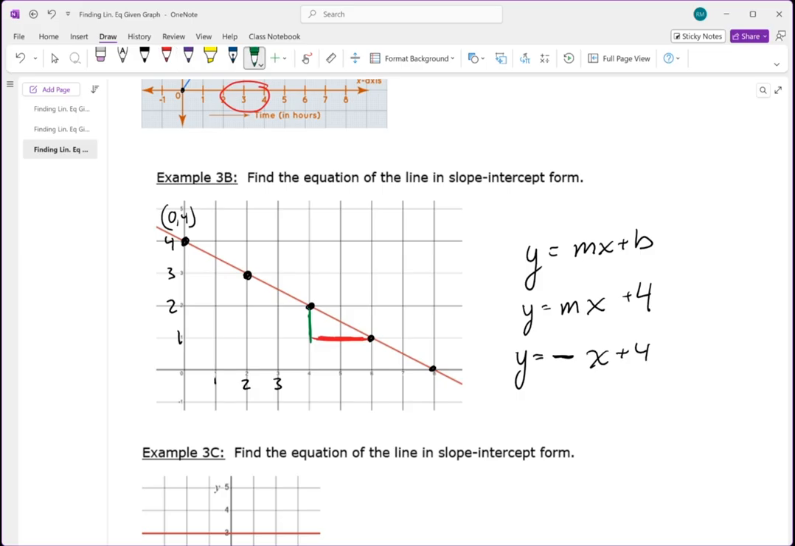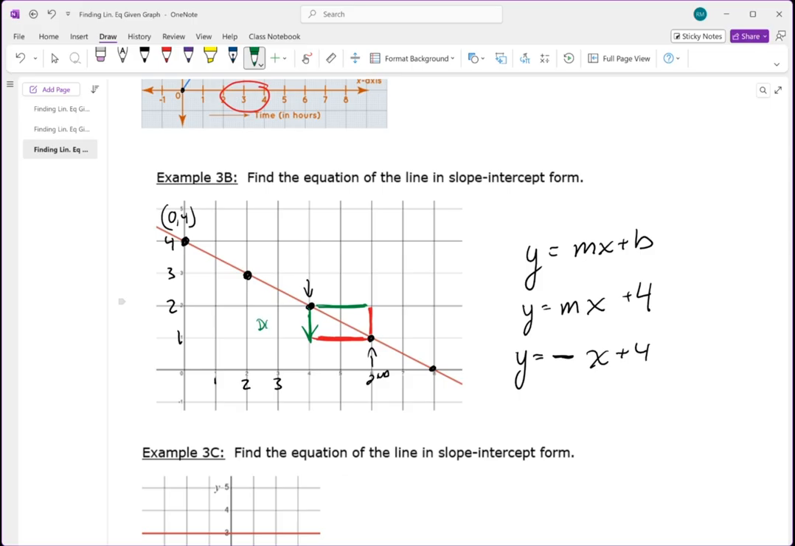I could have also drawn it here and here. So it all depends on how I look at it. I'm going to think of it, if I want to go from this point, this is my first point, to this next point, this is my second point, I'm going to need to go down. So I'm going to draw an arrow here.